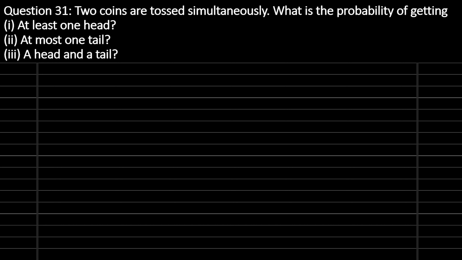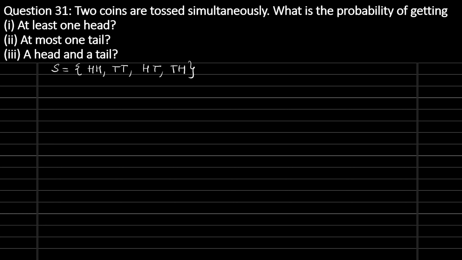So as we know, if you are going to toss two coins simultaneously, the sample space will be equal to head head, tail tail, head tail or tail head. Right? These are the possible outcomes that you are going to get, possible results.